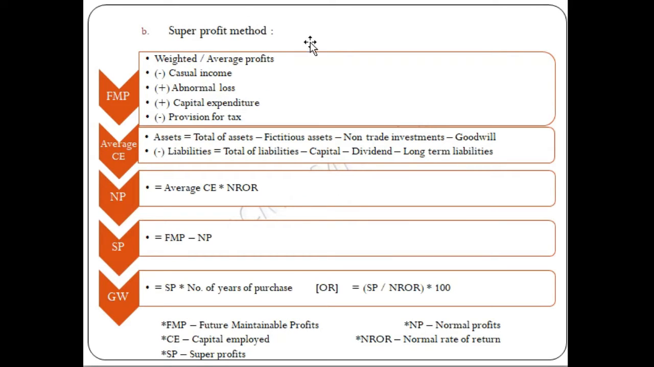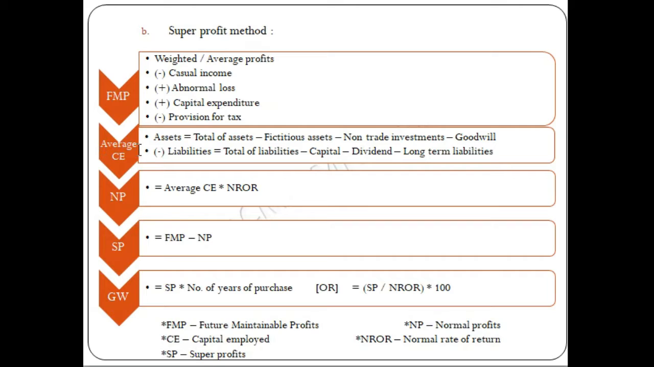Under super profit method, we first arrive at something called future maintainable profits, FMP. For that, again, arrive at the average profits or the weighted average profits. In similar fashion, the profit figures for the period mentioned in the question, say the profits for 3 to 5 years, will be mentioned. You have to calculate the average of those profits. Average profits minus casual income, add abnormal loss if any, add capital expenditures if any, subtract the provision for tax, you will arrive at FMP. The term just differs because the method is different.